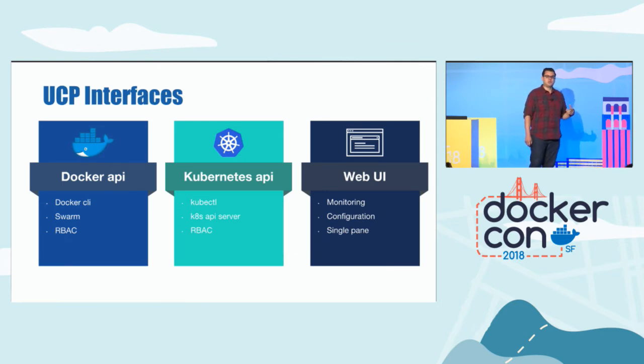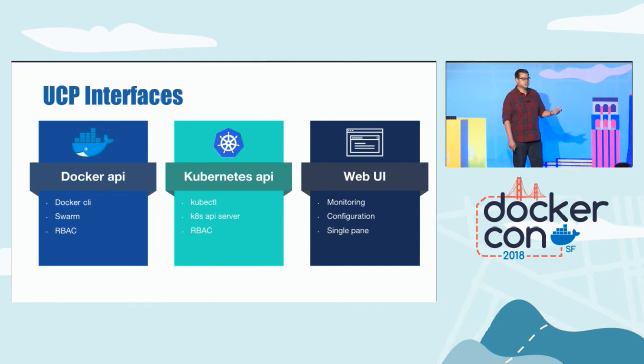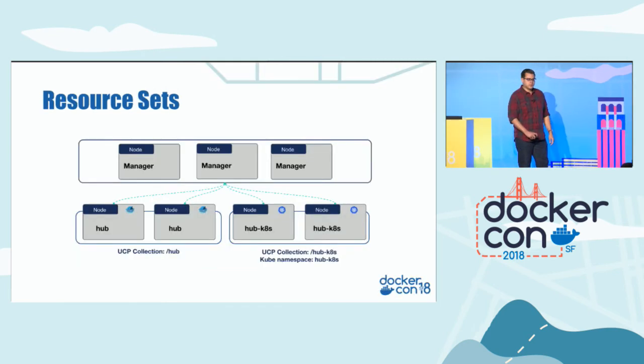Now with EE 2.0, we've extended that into Kube as well. There's a Kube API server, you can run kubectl against it, and again, we've layered UCP's role-based access controls on top of those commands. And as usual, UCP gives us a standard web interface, so we can see everything pretty easily from there. You have both choices: you can use either of the APIs through the command line or any other tools, or use the web UI.